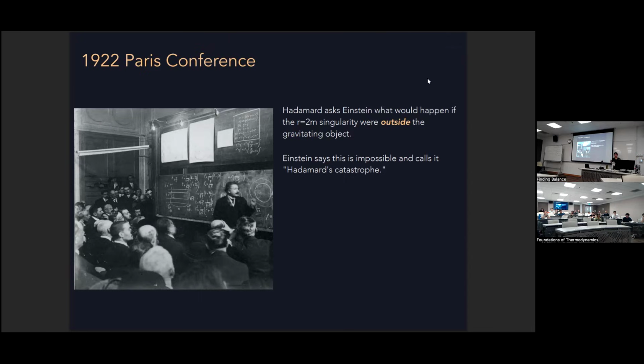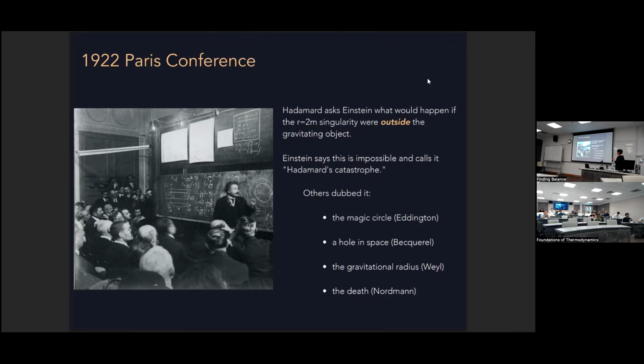And Einstein's really wary of this. He calls it Hadamard's catastrophe. And there are really funny other kinds of terms for what this gets called. So Eddington calls it the magic circle, Becquerel calls it a hole in space, Weil calls it the gravitational radius, and Nordman calls it the death. Weil's maybe the least creative of the approaches with naming.